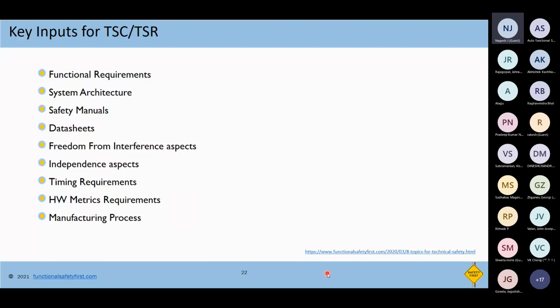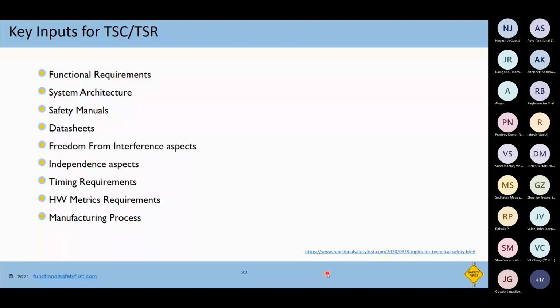So you need to think, how is my ECU going to be manufactured? How do I test that my ECU is exactly matching what I intended? All these things should be considered. That is where we are bringing in the manufacturing process as an input. So these are the inputs that we need to consider. Now, before we even start creating the TSC or the TSR, the most important thing we need to do is a safety analysis on our system. So that is where I'll hand over to Sridhar. Over to you, Sridhar.